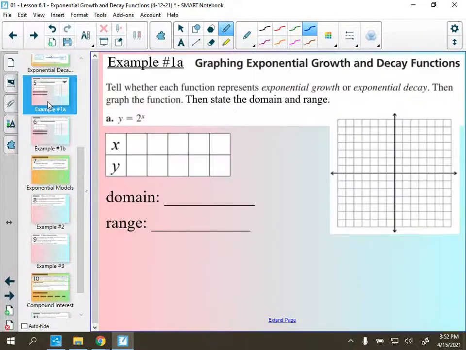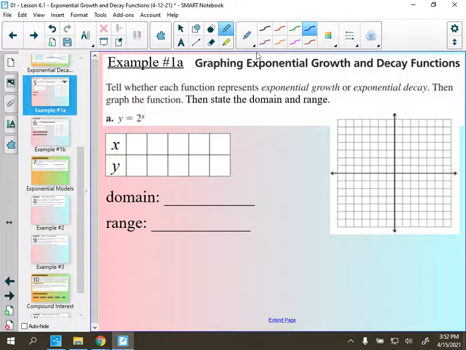Keep her moving. All right, graphing exponential growth and decay functions. So the first part, it's asking us to tell whether each function represents exponential growth or exponential decay. That's what we talked about. It's purely just looking at the base. This 2 right here on my power: is it a number greater than 1, or is it between 0 and 1? And we all know that that's greater than 1. So I would say this is exponential growth. Why? Because the b is greater than 1.